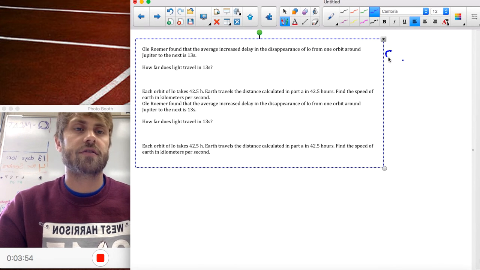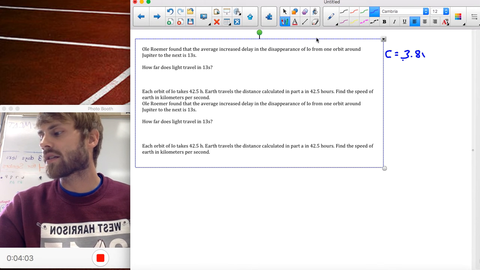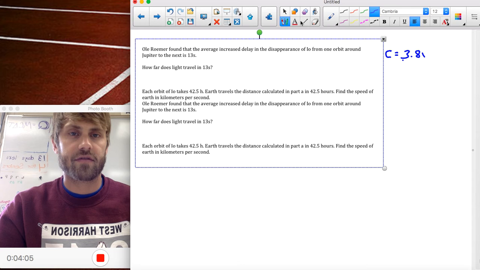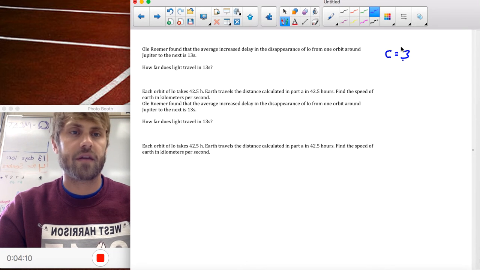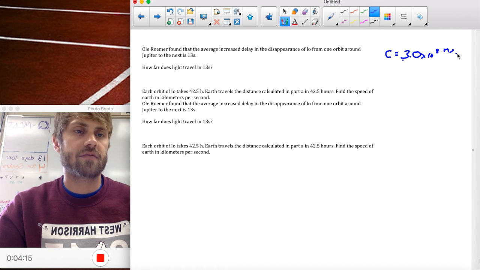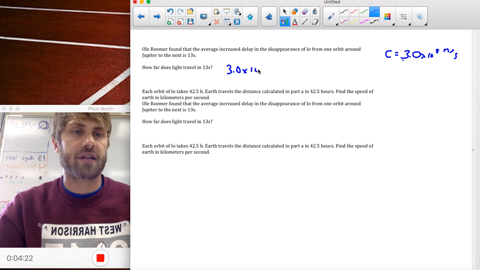So yesterday we wrote down c, the speed of light, is equal to 3.0 times 10 to the 8th. And that's in meters per second. So since it's already in meters per second, I can just take 3.0 times 10 to the 8th times 13, and I'll get an answer in meters.